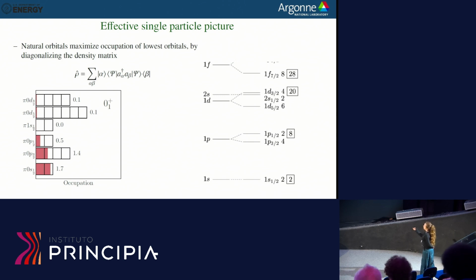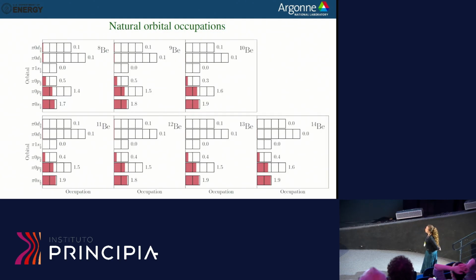And I can then do my calculation, extract out my single-particle states and the occupations that go along with them. Each of the different boxes here corresponds to a state that I can put a particle into. So you have almost 2 particles in the 0s1/2, and 1.5 particles in the 0p3/2, and about half a particle in the 0p1/2. So I can look at this across the beryllium isotopes.